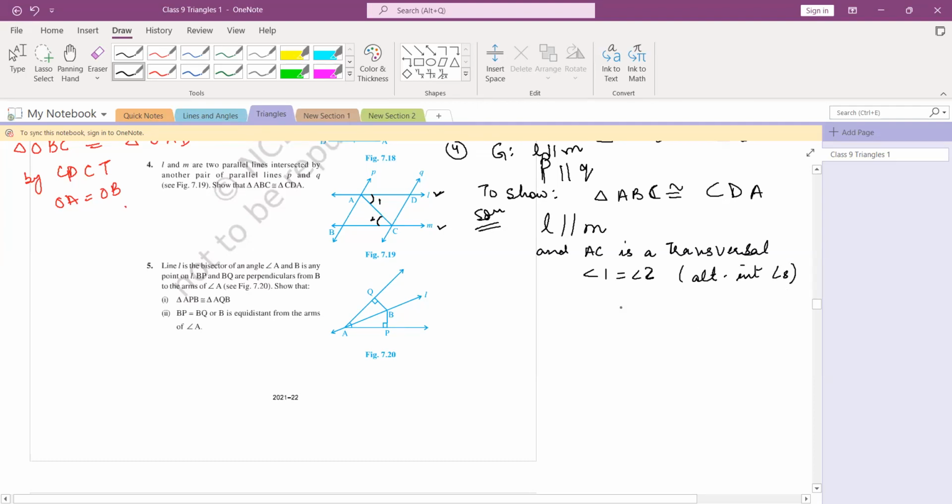Now again, we will use the second information: P is parallel to Q. So flip your book and see it like this. Rotate your book and see that P is parallel to Q, and again AC is a transversal. If we see this side now, P is parallel to Q and AC is a line cutting them. So this time, this angle is going to be equal to this angle, alternate angles, right?